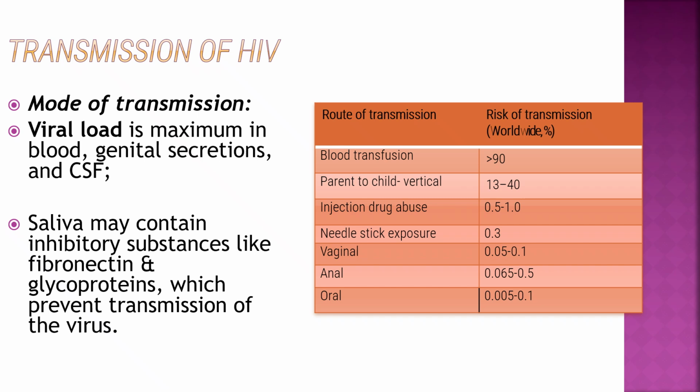Blood transfusion, risk of transmission is more than 90%. Parent to child, vertical, 13 to 40%. Injection drug abuse, 0.5 to 1%. Needle stick exposure, 0.3%. Vaginal, 0.05 to 0.1%. Anal, up to 0.5%. Oral, up to 0.1%.